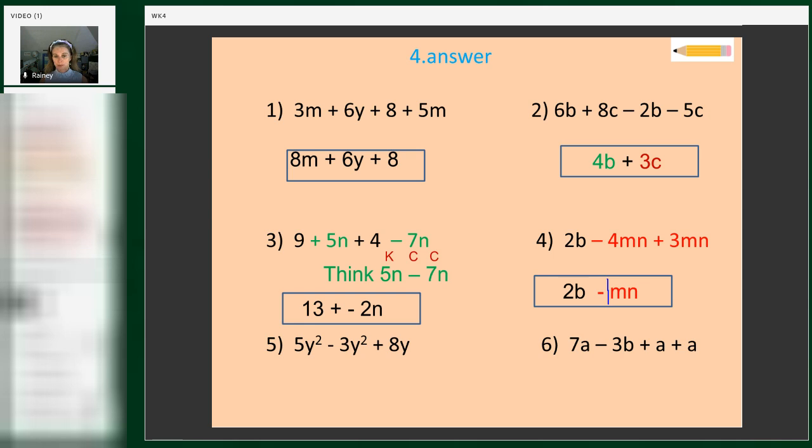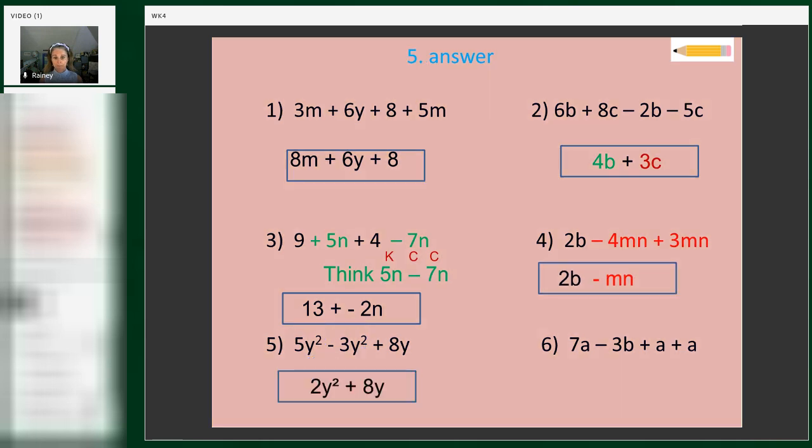Okay. Next one, be careful, y'all. Please watch your signs. Remember what I said. Catch that sign in front. So it's 5y squared minus 3y squared, 2y squared plus 8y. We have nothing to go with the 8. Wow. All right, last one.